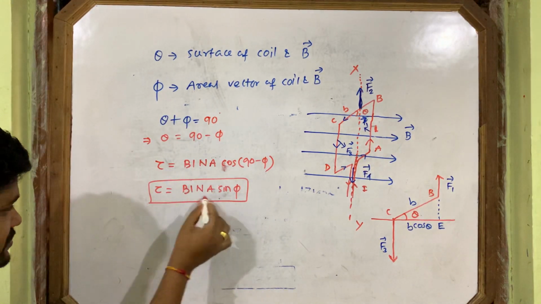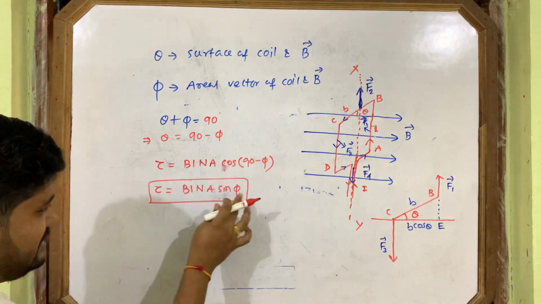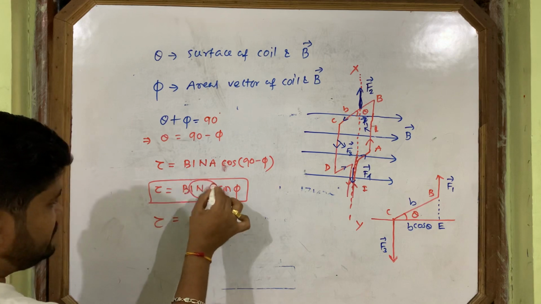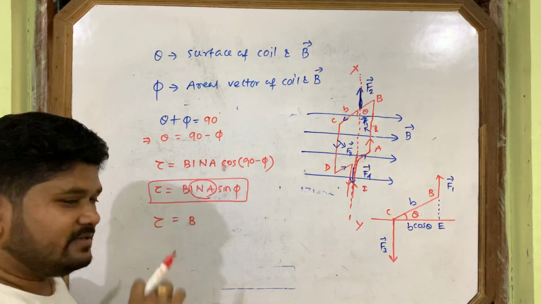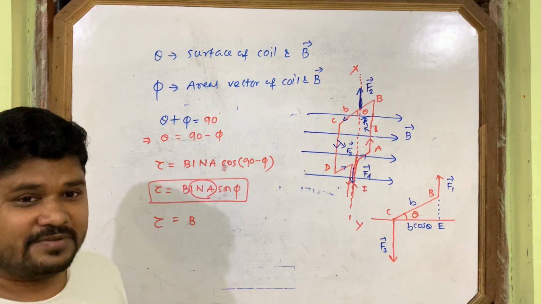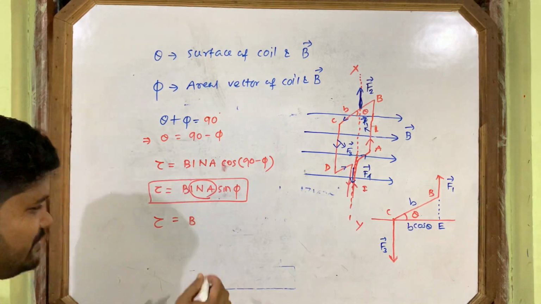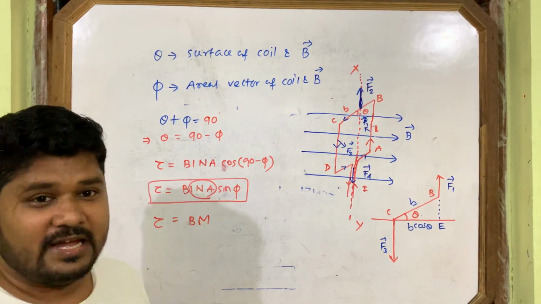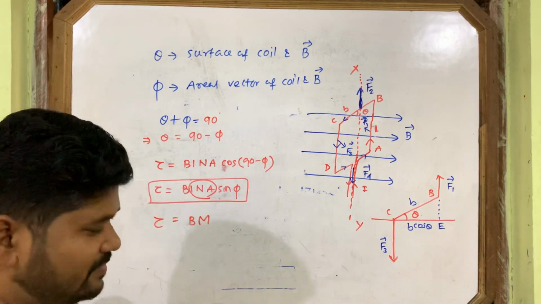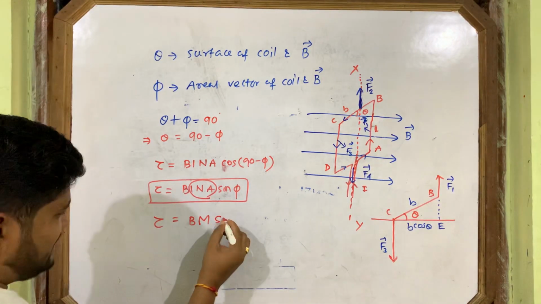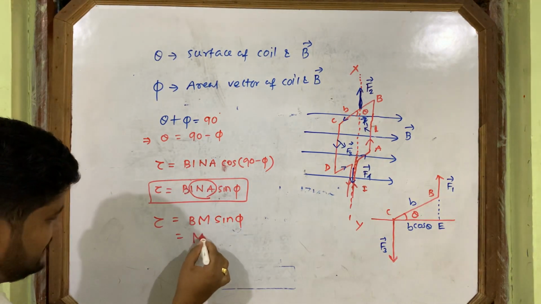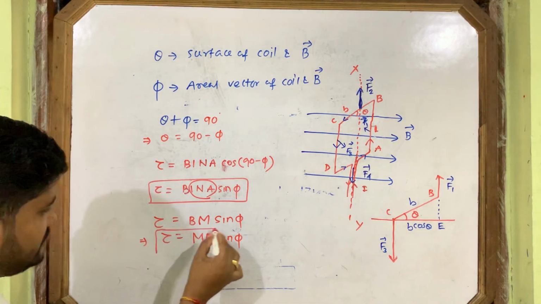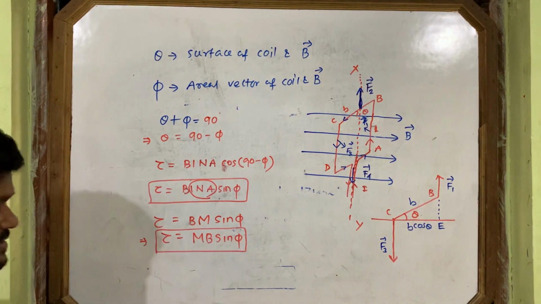If it is sin phi, then since torque is a vector quantity, we can also write it in vector form. Tau is NIA times B sin phi. NIA is the formula of which quantity? I told you, the magnetic dipole moment. In a circular coil, I told you that NIA of a current-carrying loop is the dipole moment. So this is sin phi, or we can write this as MB sin phi. This is also the expression of torque.